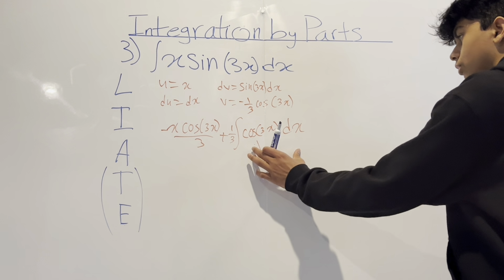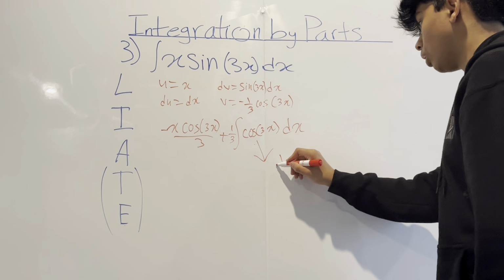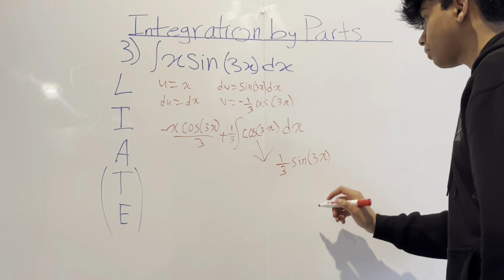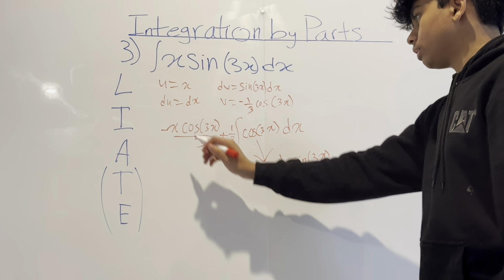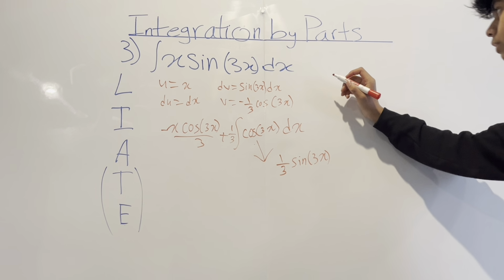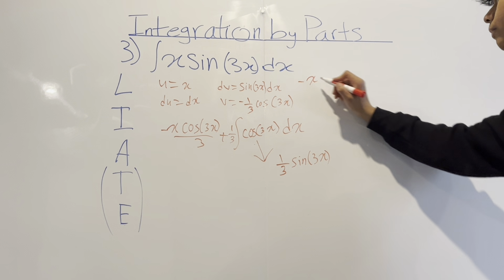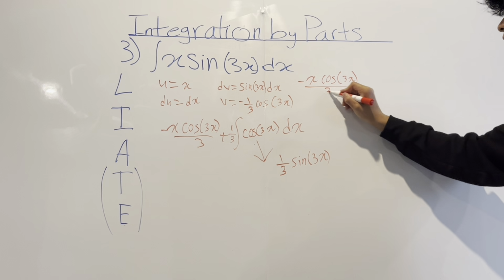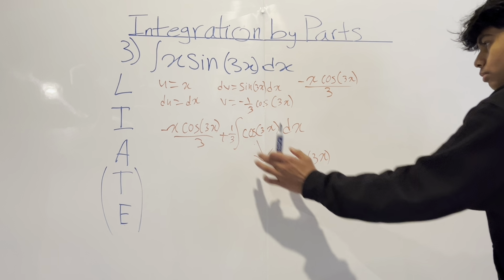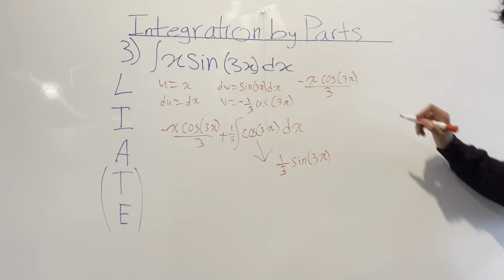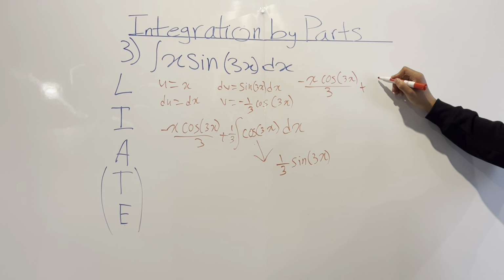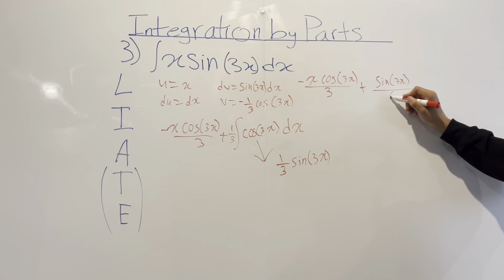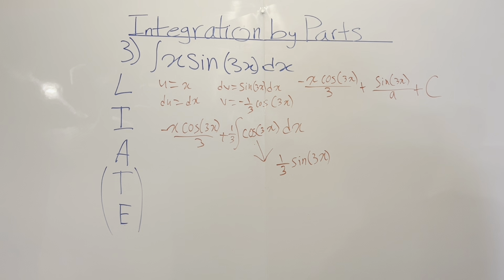And now let's look at only this right here. So the integral of cosine 3x is just going to be 1 over 3 sine 3x. Now let's put everything together. So this is uv, which is going to be, let's write over here, negative x cosine 3x divided by 3. And this is 1 over 3 multiplied by the integral, so plus sine 3x divided by 9 plus c. And that's our final answer.